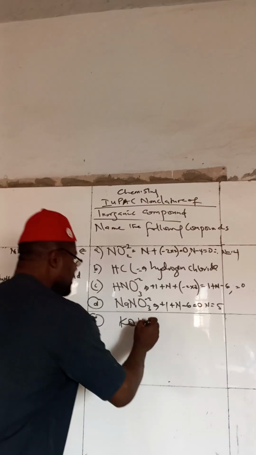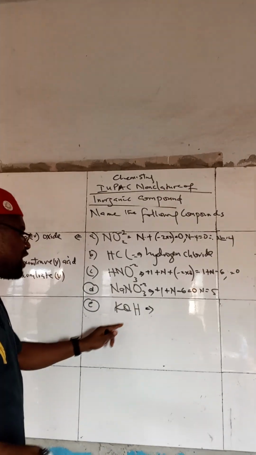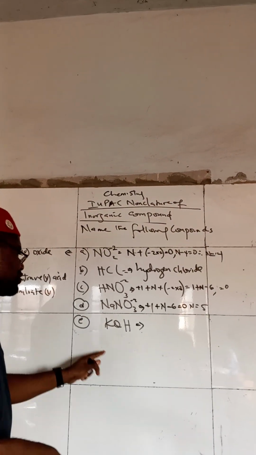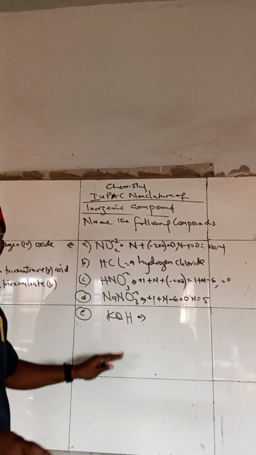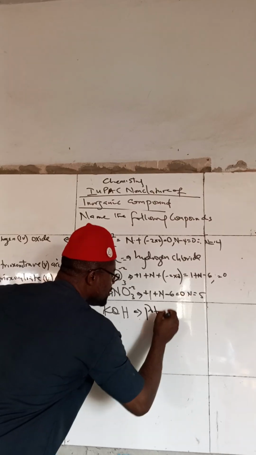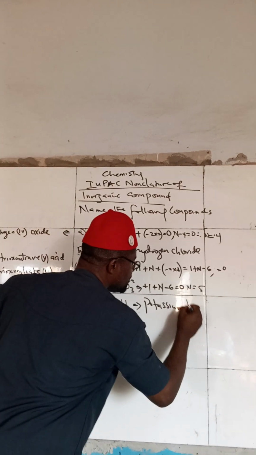Then the last one here, potassium is +1. Hydroxide is a radical. A radical is a group of atoms that is charged. So all of them, +1 -1, is 0. So we're not looking for anything. This is simply potassium hydroxide.